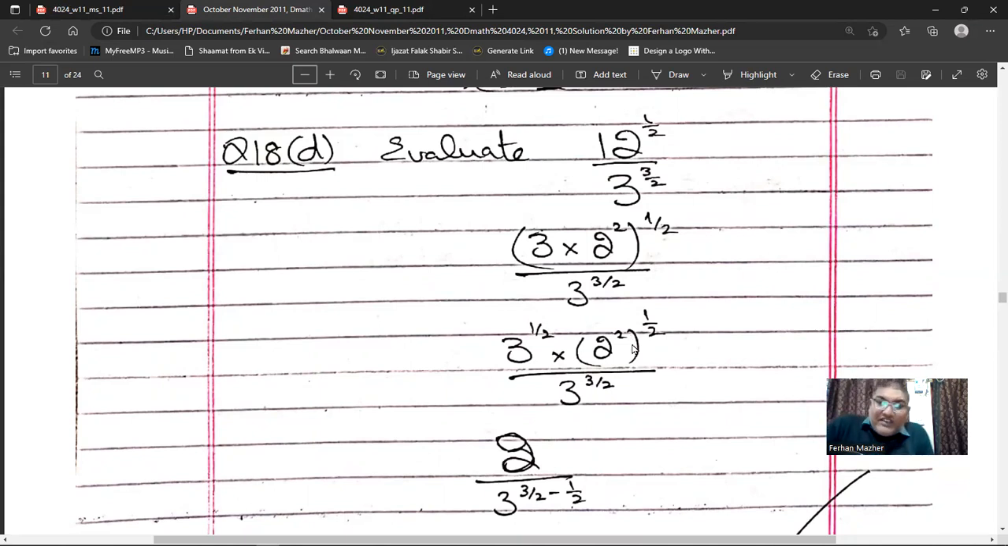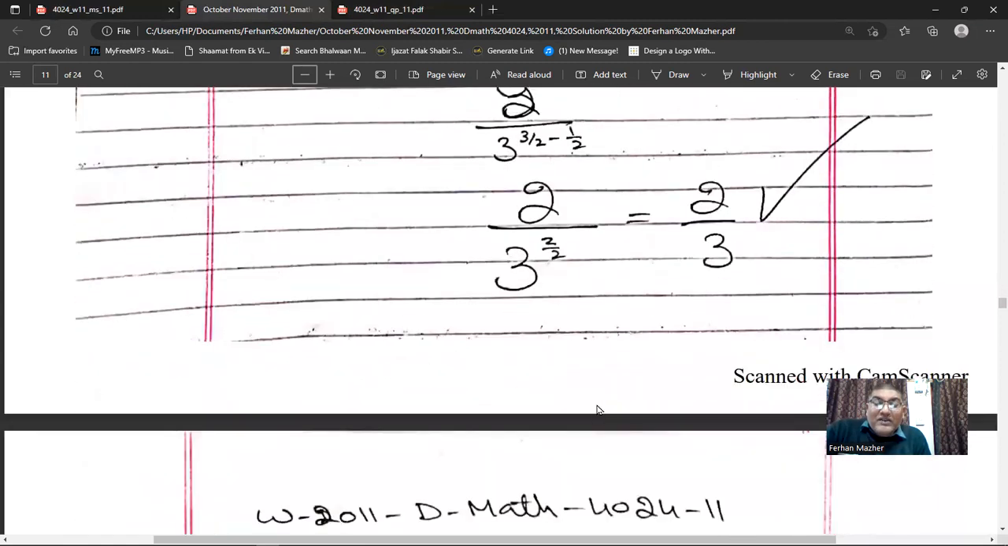And when this power of the power multiplies, they will be cancelled. So you will be left with the 2, and you will bring this downstairs. So 3 raised to power 3 by 2 minus 3 raised to power 1 by 2. So 3 by 2, which means 1.5 minus 0.5, that will give you 1. So you will have 2 divided by 3 raised to power 1.